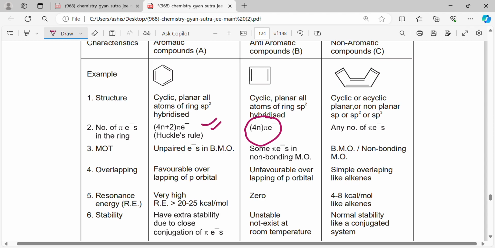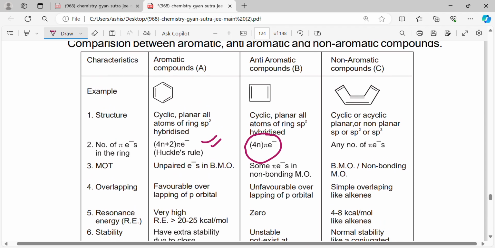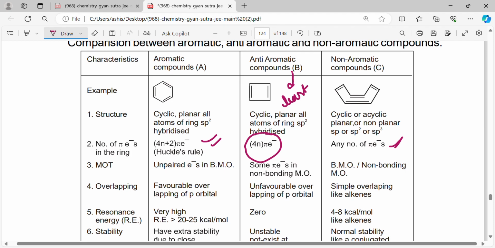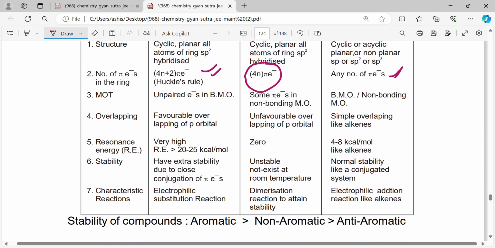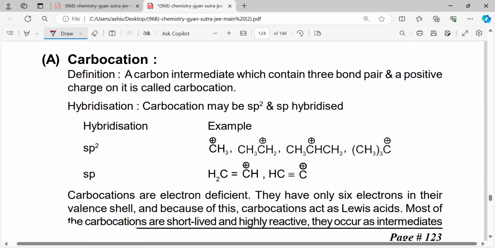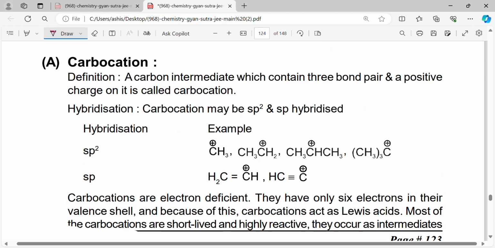And what is an anti-aromatic compound? All conditions are just the same, but they have 4n pi electrons. In aromatic compounds there are 4n plus 2 pi electrons. In anti-aromatic compounds the pi electrons are 4n. In non-aromatic compounds, any number of pi electrons may be there. So if we are talking about the stability of these compounds, then aromatic compounds are the most stable, then non-aromatic, and anti-aromatic compounds are the least stable compounds.